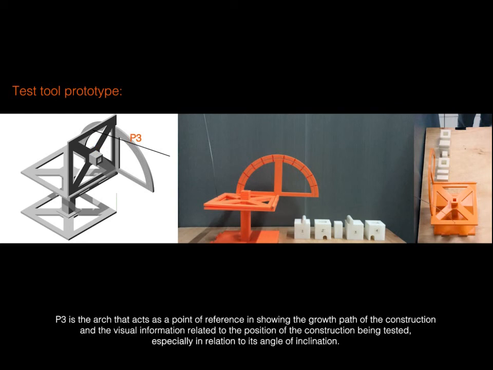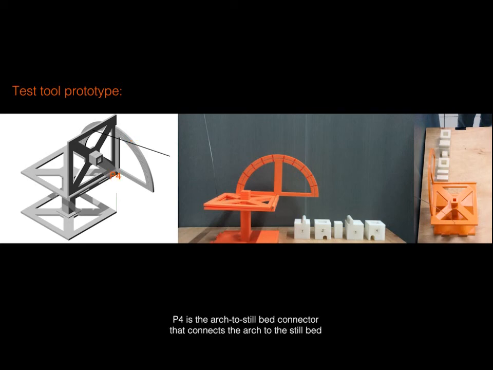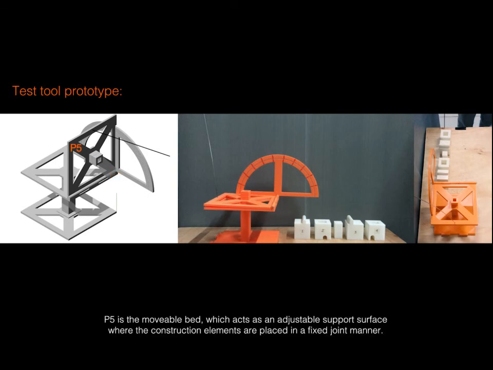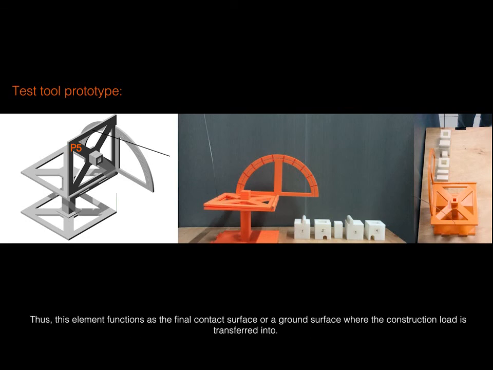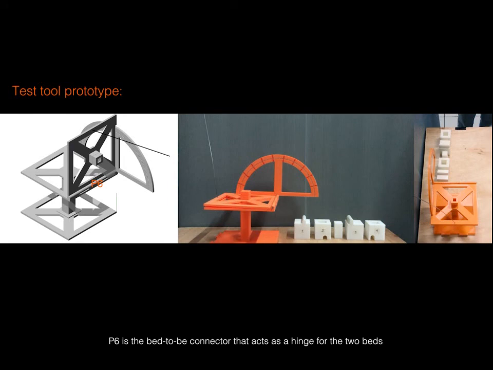P3. P3 is the arch that acts as a point of reference in showing the growth path of the construction, and the visual information related to the position of the construction being tested, especially in relation to its angle of inclination. P4. P4 is the arch to still bed connector that connects the arch to the still bed. P5. P5 is the movable bed, which acts as an adjustable support surface where the construction elements are placed in a fixed joint manner. Thus, this element functions as the final contact surface, or a ground surface where the construction load is transferred into. P6. P6 is the bed to be connector that acts as a hinge for the 2 beds.